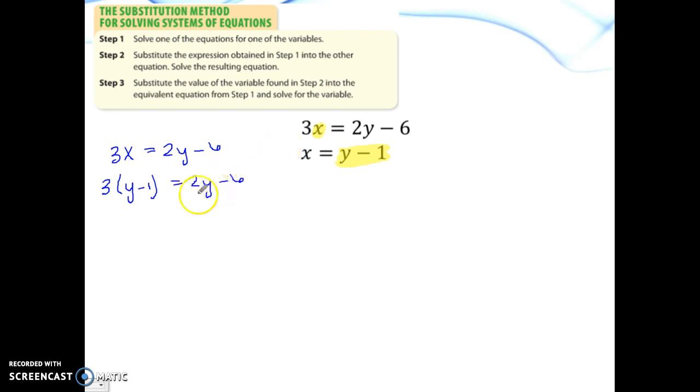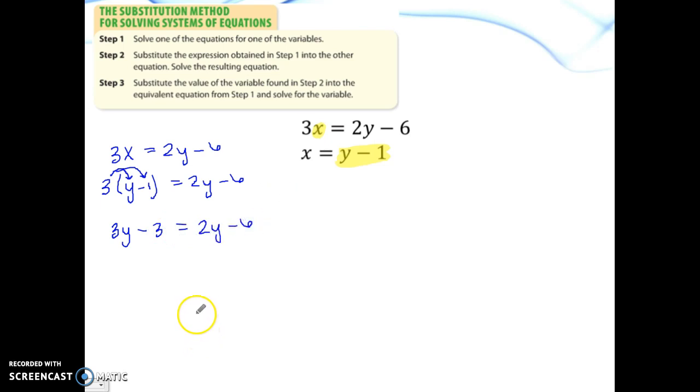So this time I'm going to keep my parentheses on the expression that I substituted in because I need to use the distributive property. I need to multiply 3 times the first term and 3 times that second term. So 3 times y is 3y. 3 times a minus 1 is a minus 3. And then I still have 2y minus 6.